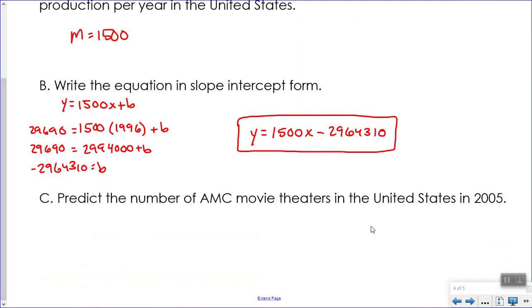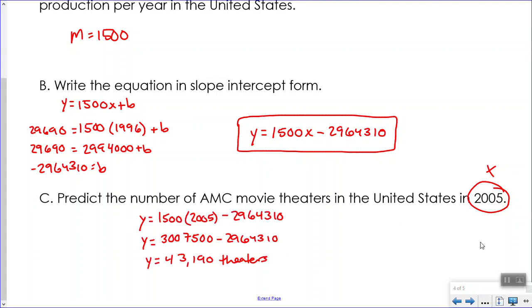And the last thing we want to do is predict the number of AMC movie theaters in the US in 2005. And this is going to be an x coordinate. Pause the video, see if you can figure this value out. We go ahead and substitute 2005 in for x, simplify the right hand side, and we get an answer of 43,190 theaters. Again, making sure that we include that unit there.